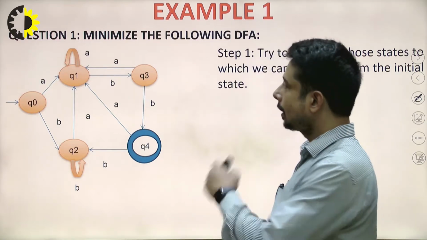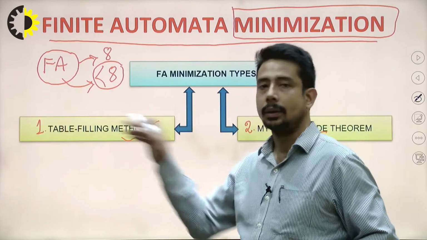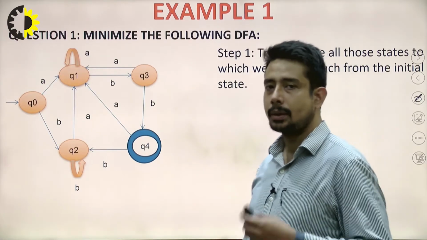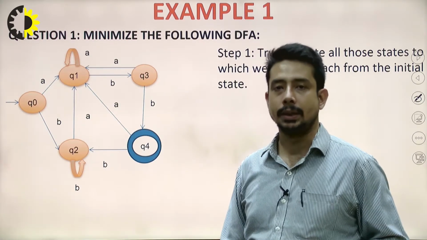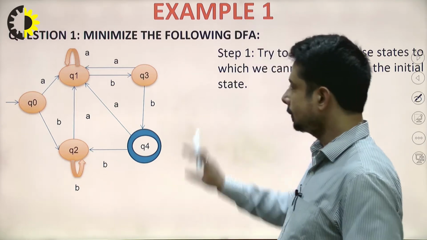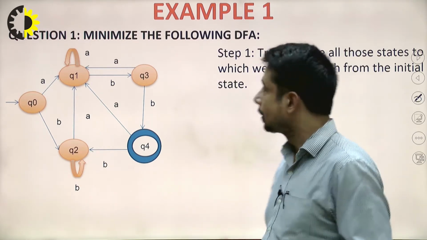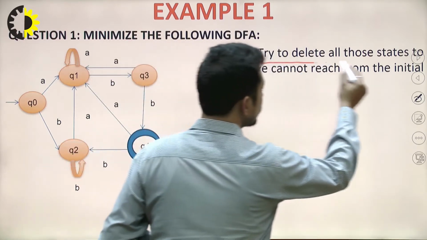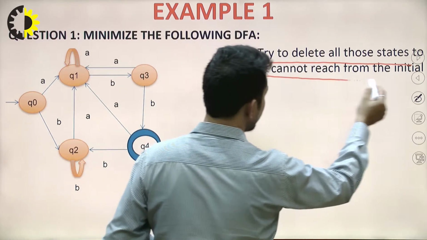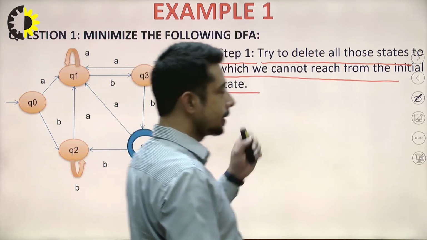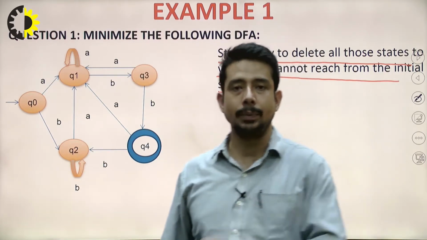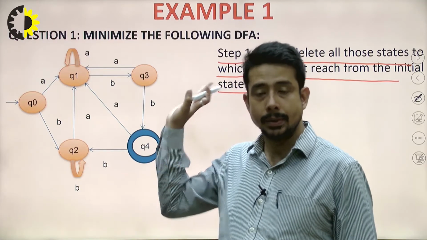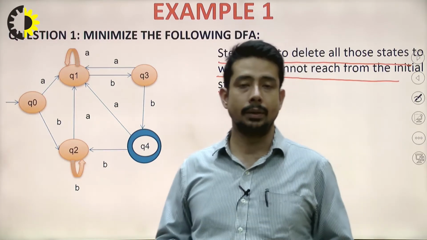Some way or the other, after applying the algorithm, we will be getting a minimized DFA, which will also accept the same language that this particular DFA is accepting. But what are the steps? Let's check that. Step number 1 says try to delete all those states to which we cannot reach from the initial state. This is the initial step, so do not skip it. Otherwise, if such a scenario happens in the first step, then you are already optimizing that particular DFA.